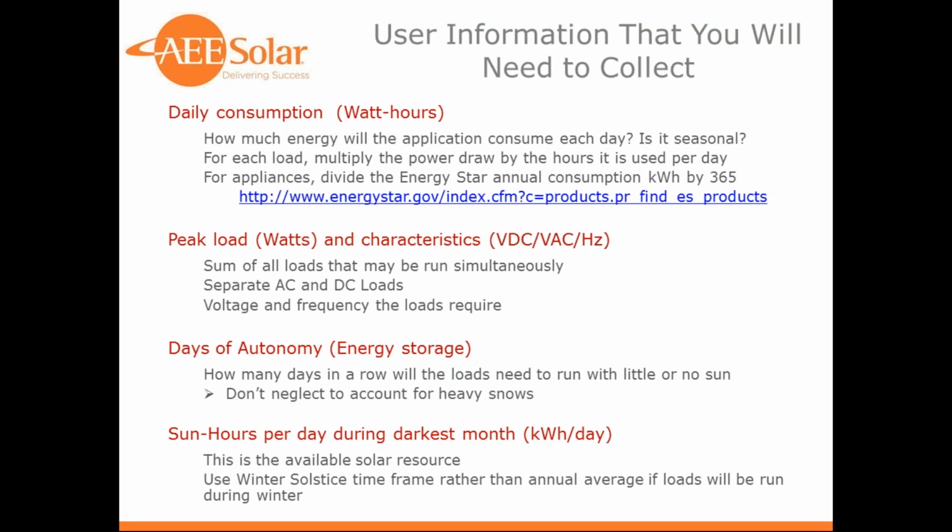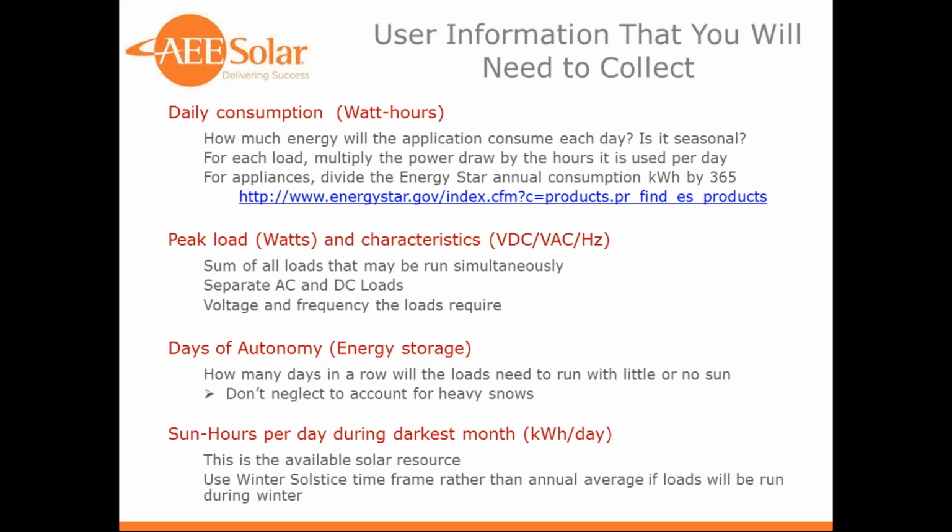We need to know if there are separate AC or DC loads and what the voltage and frequency is that the loads require. We need to get some idea of the days of autonomy, or how much energy storage we have to carry over periods of time where we don't have a lot of sunlight or other types of energy production. And this is mostly used to size the battery at that point. And don't forget to account for things like heavy snow cover blocking the sunlight on PV modules, and therefore needing more from the battery.